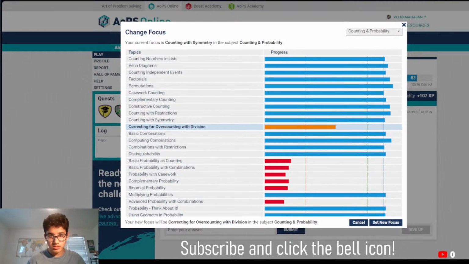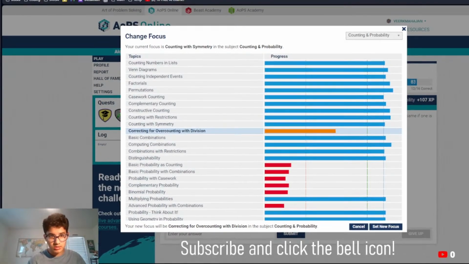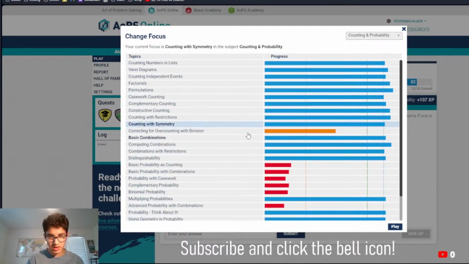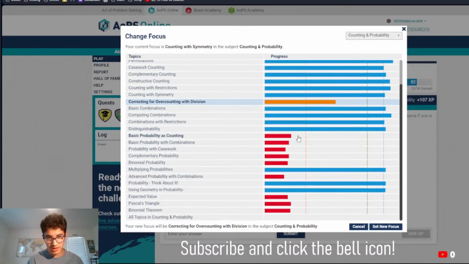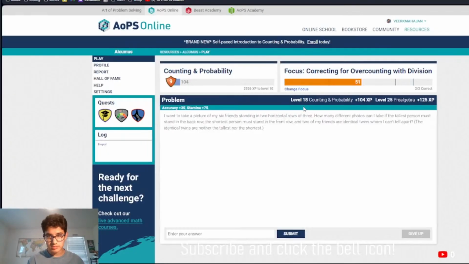Okay, perfect. So, yeah, we're continuing in this stream. We're going to continue what we started in the last stream, counting and probability on Alchemist. So, we did all the blue stuff except for this. I did that yesterday when I had some free time, the symmetry thing. So now all we have to do is correcting for overcounting with division and then like 8 red things over here. So that shouldn't be too bad. And then we'll be done.